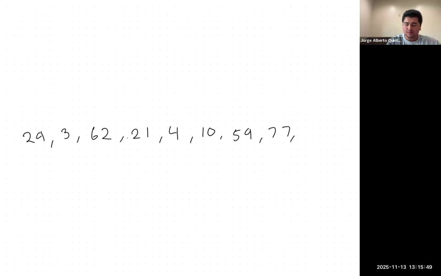Let's write up an example with a set of numbers between 0 and 99. So there will be 29, 3, 62, 21, 4, 10, 59, 77, 15, and 28.